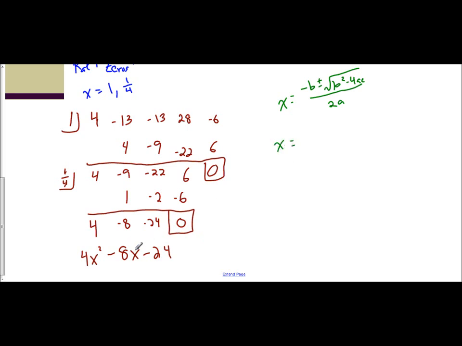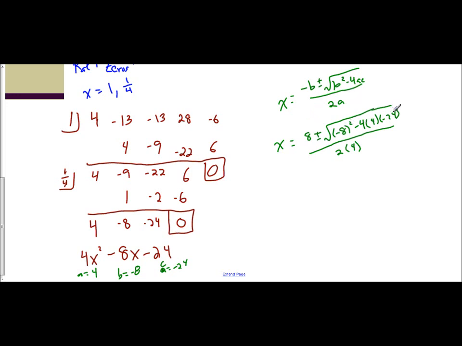My b is negative 8. So the negative and negative is a positive. You have plus or minus the square root of b squared, so negative 8 squared, minus 4 times a, which is 4, times c, which is negative 24, all over 2a, which is 4. And so then we do the math.